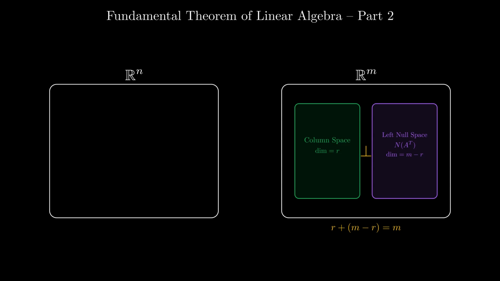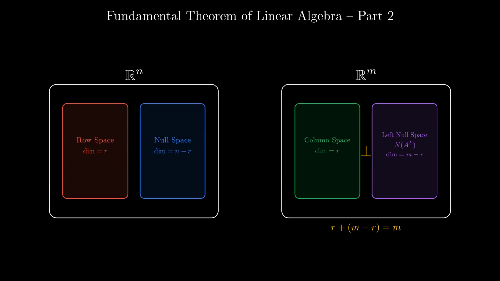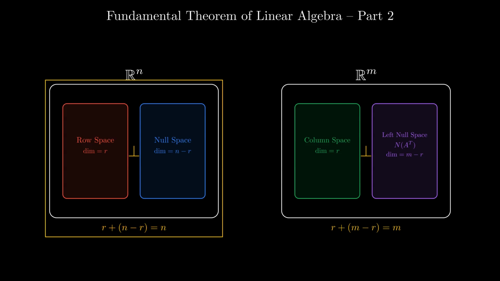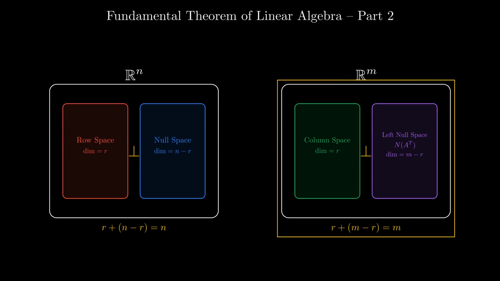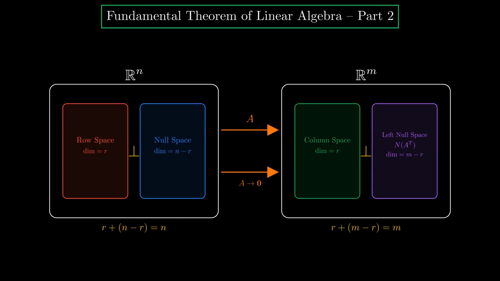The four fundamental subspaces form two orthogonal complement pairs. In Rn, the row space and the null space are orthogonal complements. Their dimensions are r and n minus r, which sum to n. In Rm, the column space and the left null space are orthogonal complements. Their dimensions are r and m minus r, which sum to m. This is part 2 of the fundamental theorem of linear algebra.